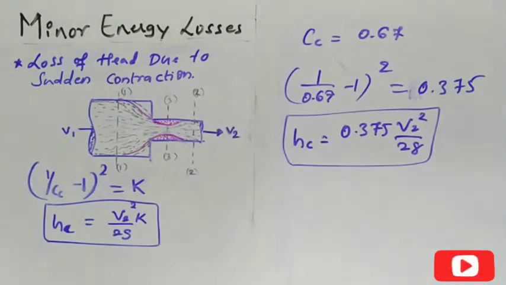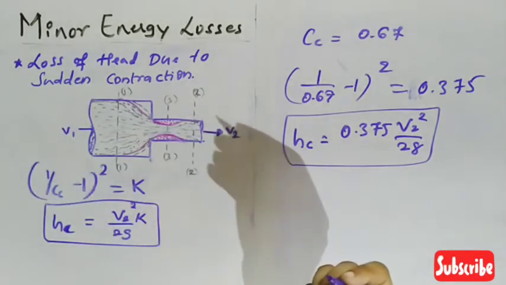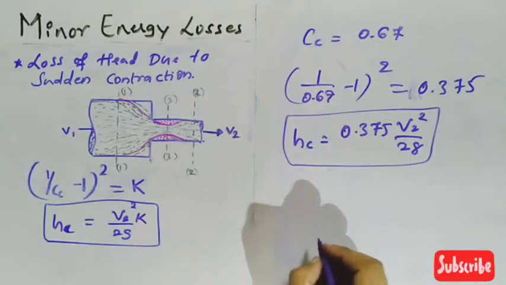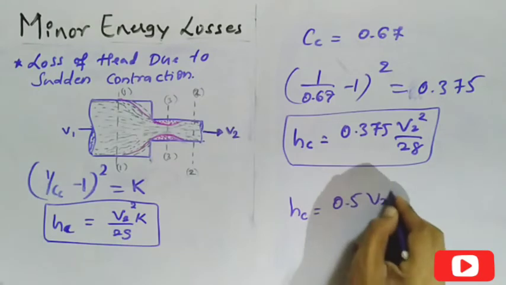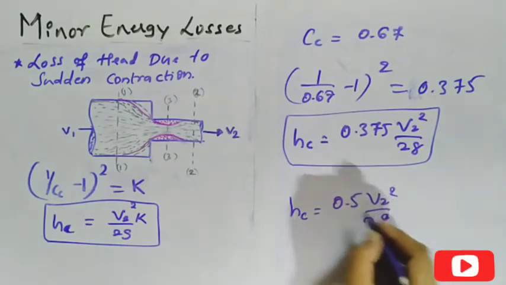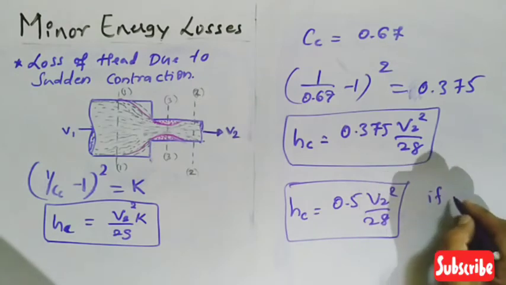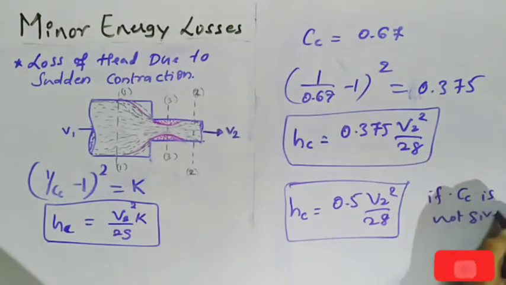Now if there is no Cc value given in the numerical, that is, the coefficient of contraction value is not given, then HC becomes 0.5 V2 square divided by 2g. So this is the equation used if Cc is not given.